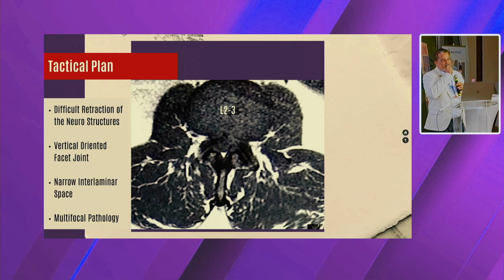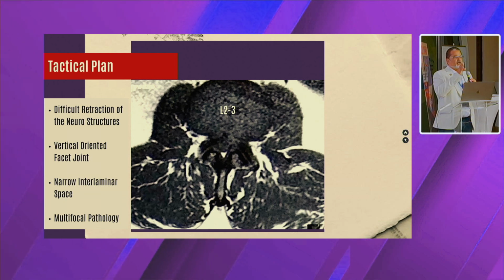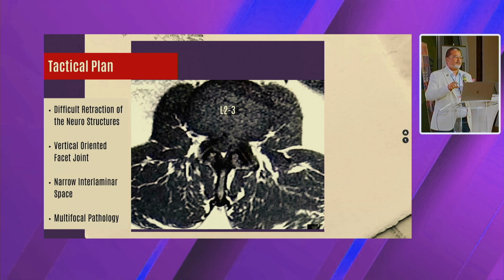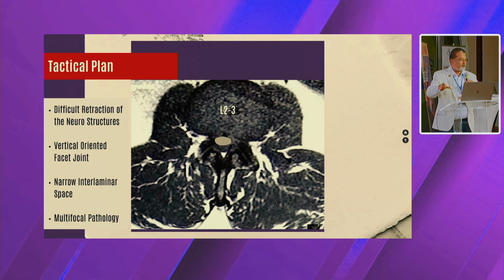The basic problem in this patient is, if I want to do an interlaminar surgery, the herniation is extending not only on the one side, but it is also in the midline, it is also on the contralateral side. The horizontally oriented facet joints, narrow interlaminar space, and this is a multifocal pathology, not located on the one side, but in the midline, going up and down. So this is the kind of herniation. Well, the representation that I have shown is much smaller than what actually is.